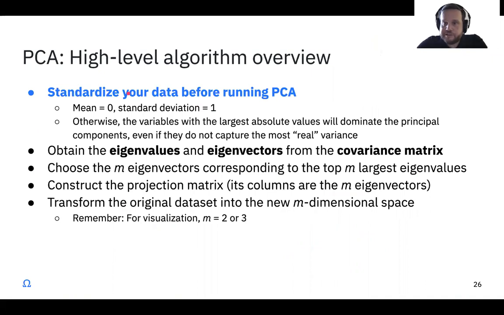Yes, we seem to have a question. Yes, a question from Shores: is a standardization that makes all values fall between 0 and 1 also sufficient for PCA?